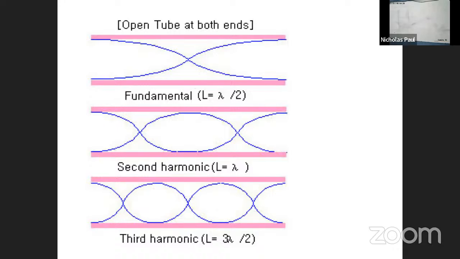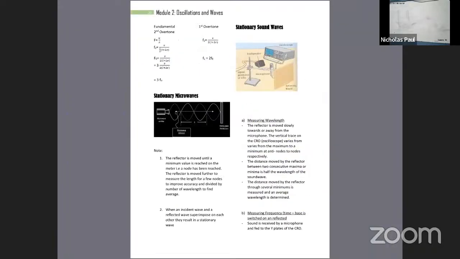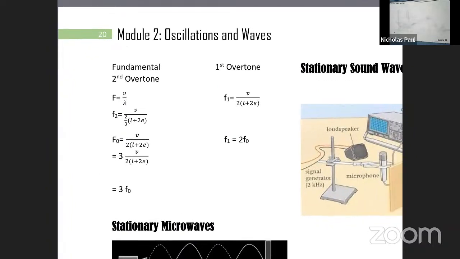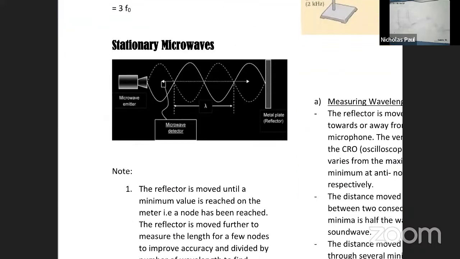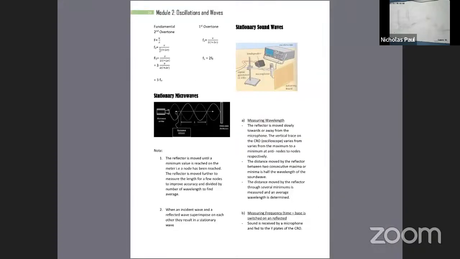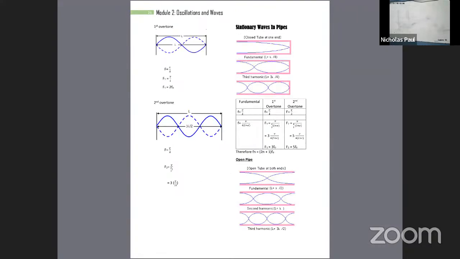Remember, this mightn't happen with a string, it might happen with air. So you have your two antinodes on either end, and well, the calculations there. F naught, F1 is 2 F naught, F2 is 3 F naught, and so on. And you have some examples here of stationary waves. Well, we could always read up on that. Let's try a few calculations.